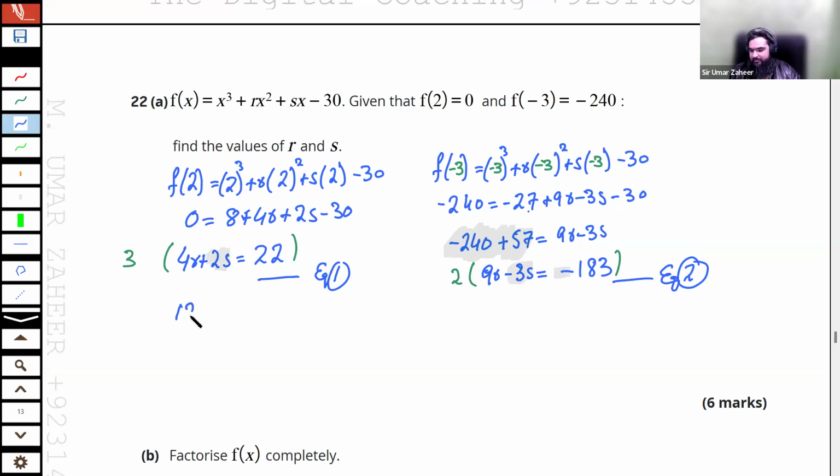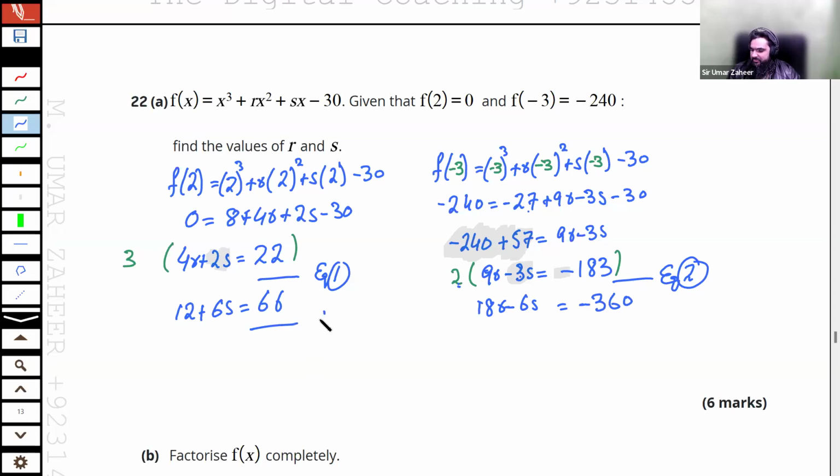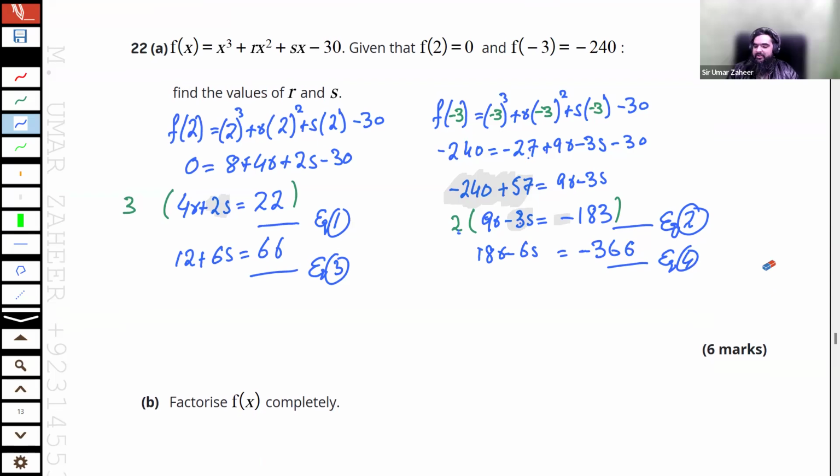3 times 4 is 12, 3 times 2 is 6. Multiply them. 2 times 9 is 18, minus 2 times 3 is 6. Yes, 2 multiplied by 183 is 366. So this is, let's say, a new equation, equation 3 and equation 4. Sorry, 366, I wrote 66.